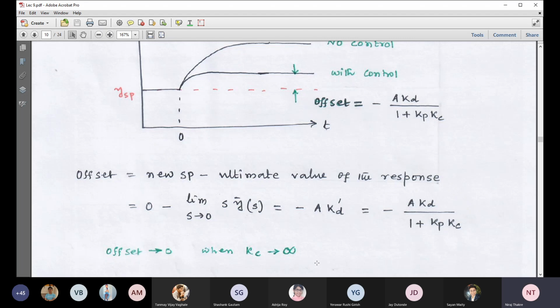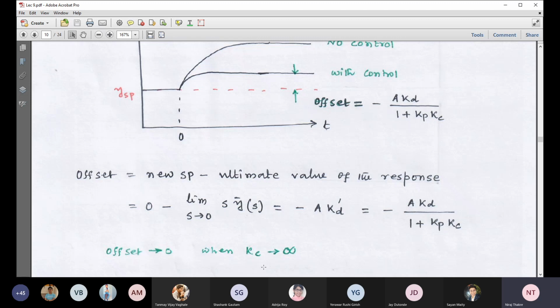So in both the servo and regulatory case, this comment I made: when Kc is very, very large, our offset tends to 0. Now, naturally, one question arises: can we take a very, very large Kc value? Do you have any answer, student?